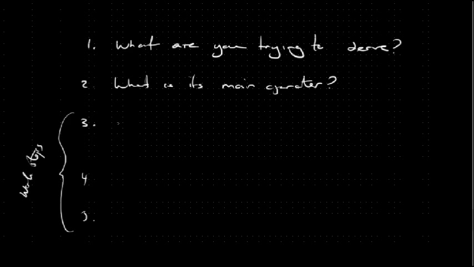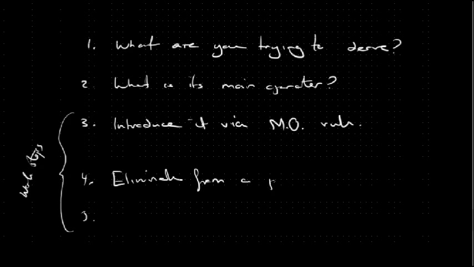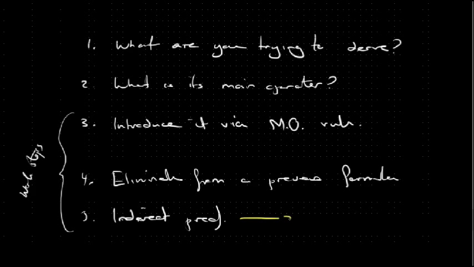Okay, so the first thing to try is to introduce it via its main operator rule. The next thing to do is try to eliminate from a previous formula, and then finally do an indirect proof. And if you're doing an indirect proof, the thing to think is, what would contradict what I already have?